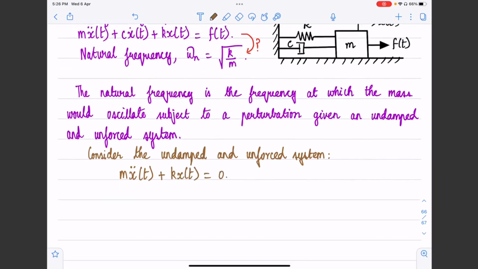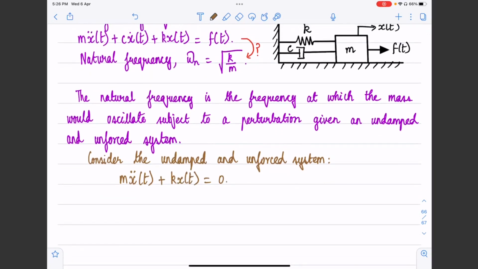Now, this is a second order linear homogeneous ODE. Why am I calling it homogeneous? Because there is no forcing term or forcing function on the right hand side. That's why it's called a homogeneous ODE.